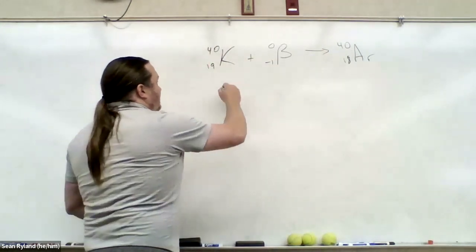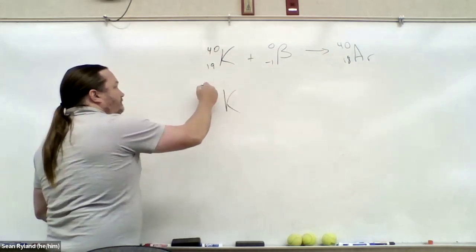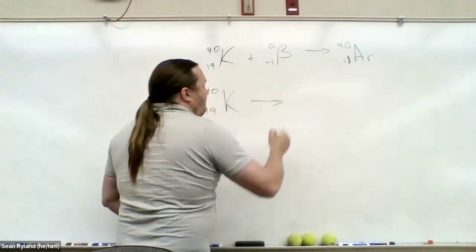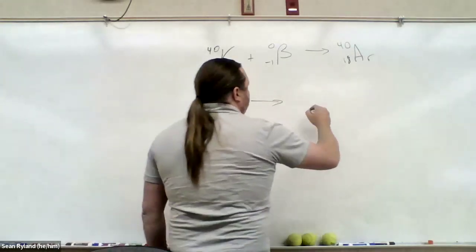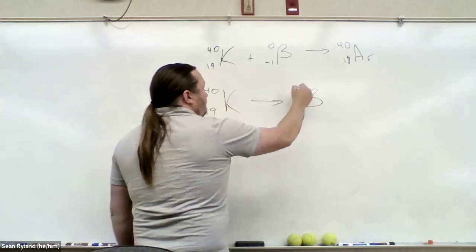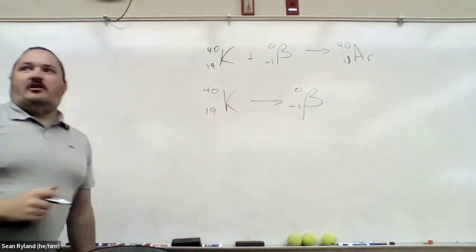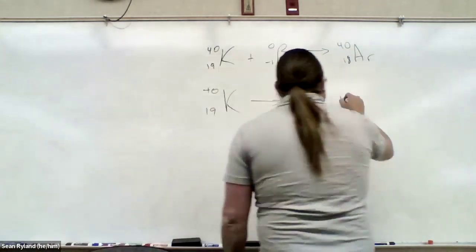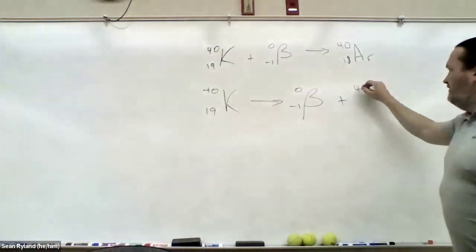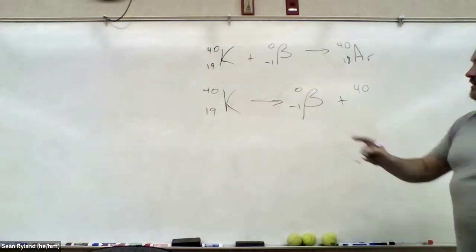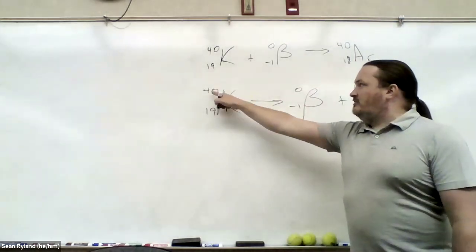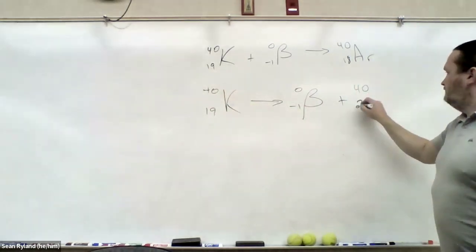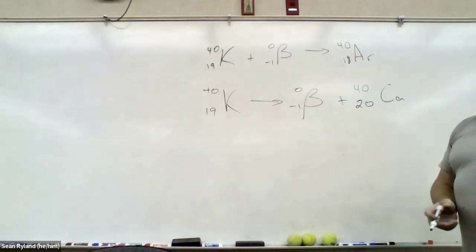The other process is it can emit a beta particle. So still potassium 40. If it emits a beta particle, then we're giving off the electron instead of absorbing the electron. So now it's still going to be something with a mass of 40, except now we took one of those neutrons and turned it into a proton. So we get 20, which is calcium.